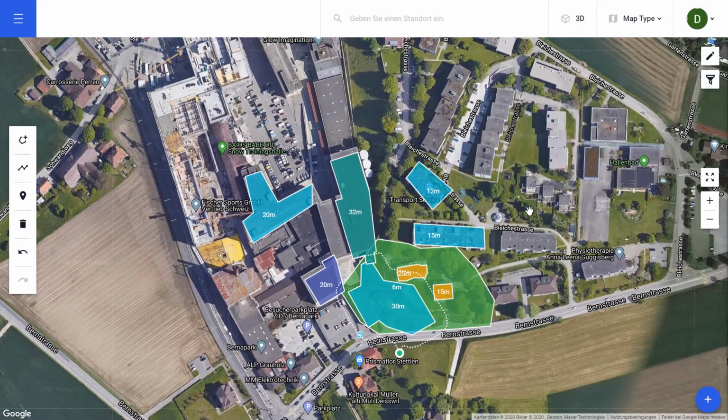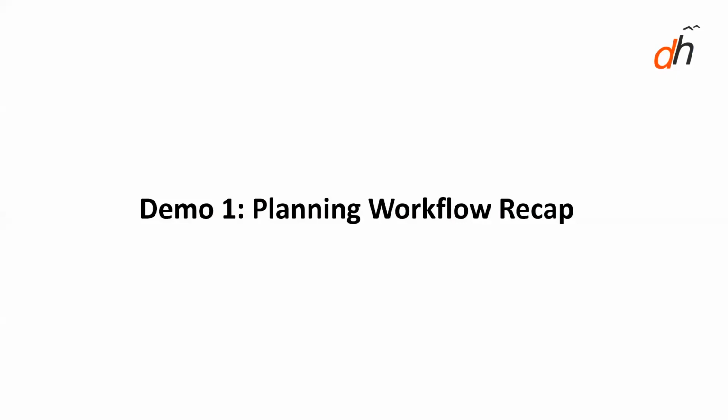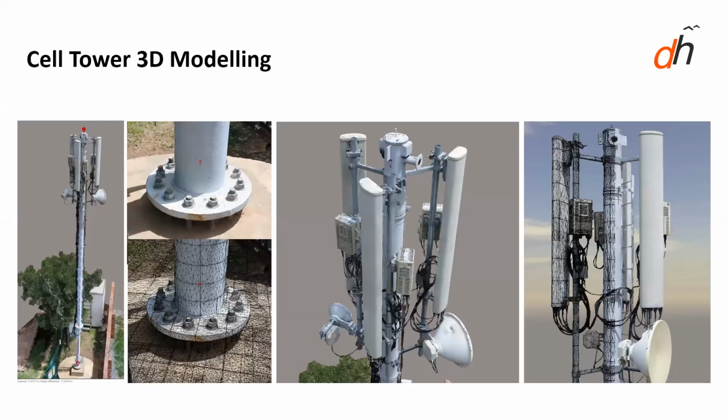Okay, so let's jump back into our presentation and continue. So the next demo that I'd like to show you is that of cell tower scan. So what is cell tower scan for? Cell tower scan is for digitizing cell towers or communication towers. And before we go into the application, just to give you an idea of what kind of deliverables we can expect from a workflow where we digitize a cell tower.